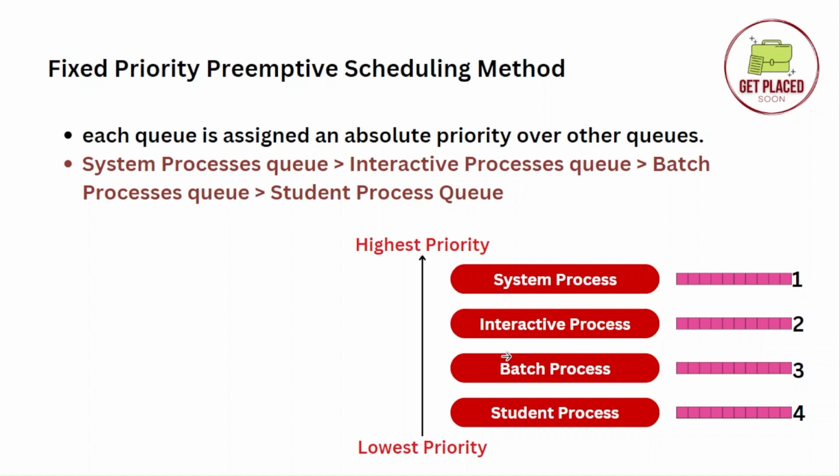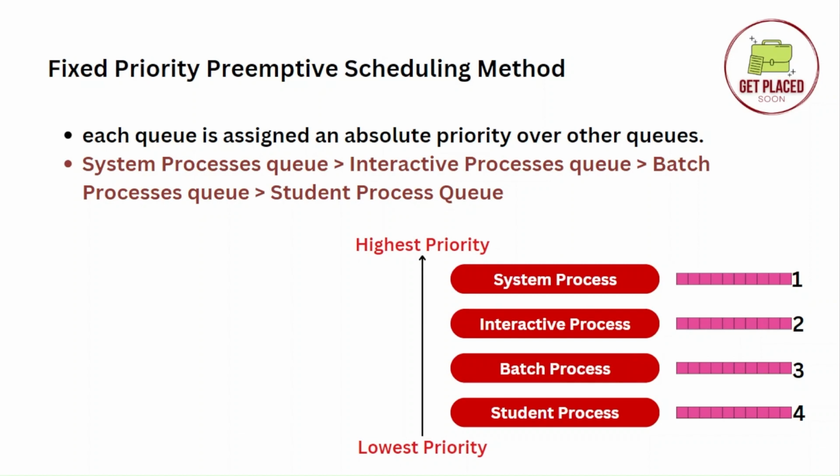First, initially, all the processes in the system process queue are executed until this queue is empty. Then we move to the interactive process queue. When the interactive process queue is empty, then we move to the batch process queue. Similarly, when this is empty, we will move to the student process queue.